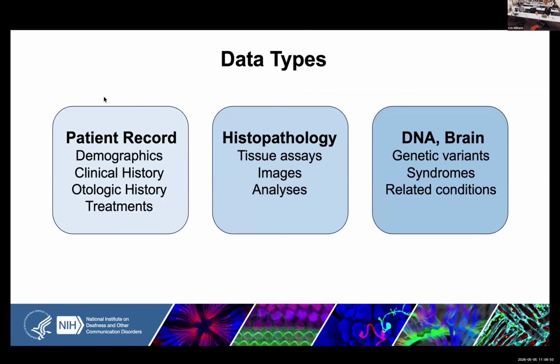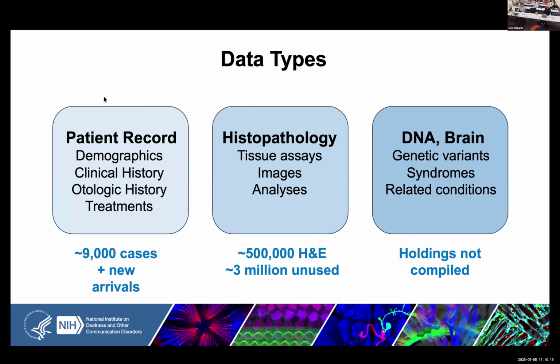So a little bit more about the data. What are they? Well, they're patient data: demographics, clinical histories, especially focused on diagnosis and treatment of hearing disorders. There's histopathological data, primarily on the temporal bone, tissue assays, digitized images, analyses of those digitized images, and also DNA and brain are available on a subset of cases. So more about that later.